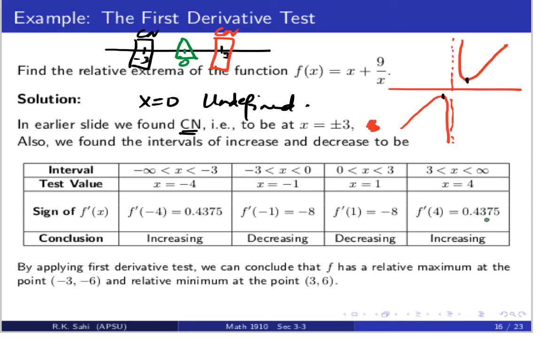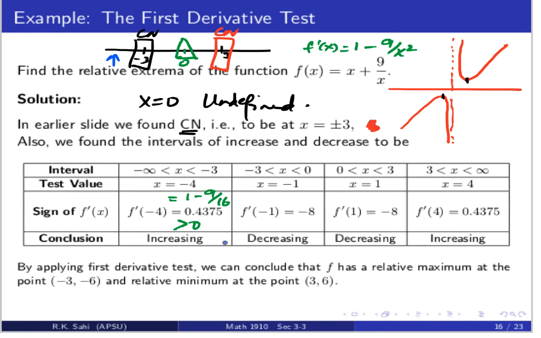Notice when we plugged in the values, we looked at the sign of the derivative of the function at -4. Now remember, the derivative is what? Let's look at the derivative. The derivative is 1 minus 9 over x squared. So what is f prime of -4? f prime of -4 is 1 minus 9 over 16, which is a very small number, and on top of that, it is positive. So the function is increasing on this part.